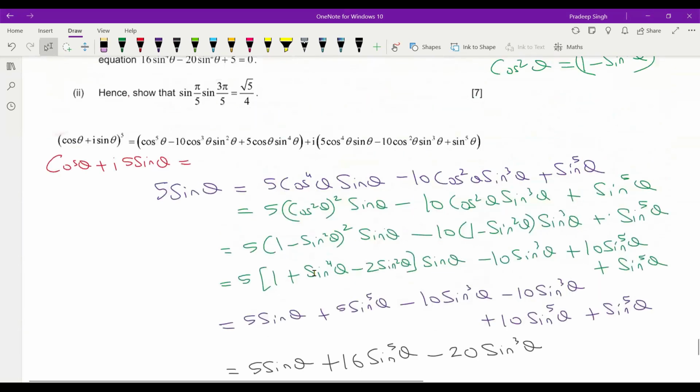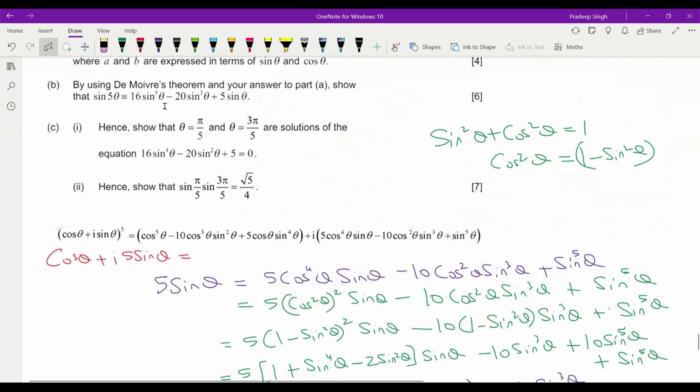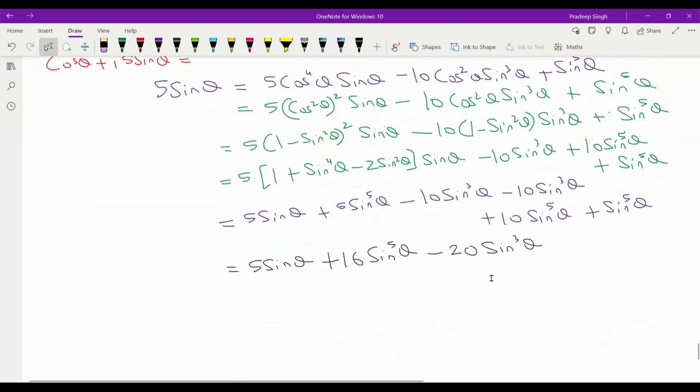And this is what we were supposed to prove. We had to find sin 5 theta all in terms of sine. So we have 16 sin^5 theta minus 20 sin^3 theta plus 5 sin theta, which we got here. And that's how we solve part B of this question.